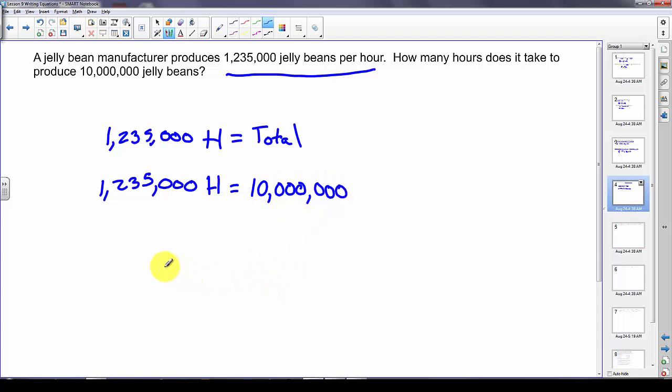And if we wanted to, we can do a little guessing and checking. How many times does 1,235,000 go into 10 million? It's probably somewhere close to 8 is my guess, but we're not going to solve it.